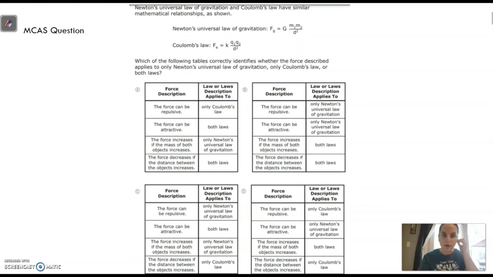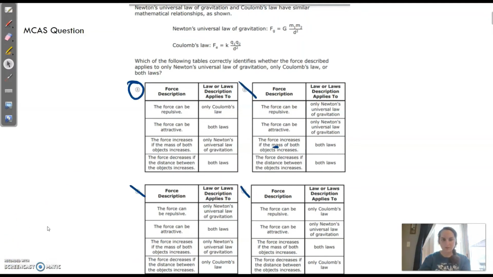Newton's universal law of gravitation and Coulomb's law have similar mathematical relationships as shown. Okay, so let's look at this MCAS question. Newton's universal law of gravitation and Coulomb's law have similar mathematical relationships as shown below. Which of the following tables correctly identifies whether the force described applies to only Newton's universal law of gravitation, only Coulomb's law, or both laws? Okay, so let's go through this one.